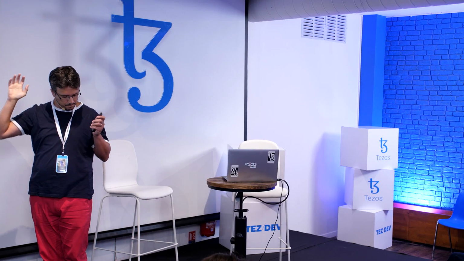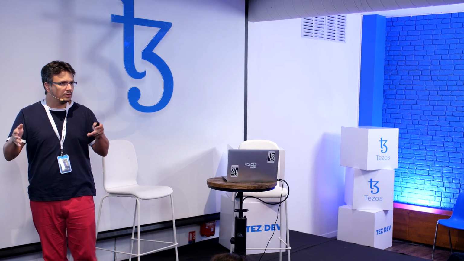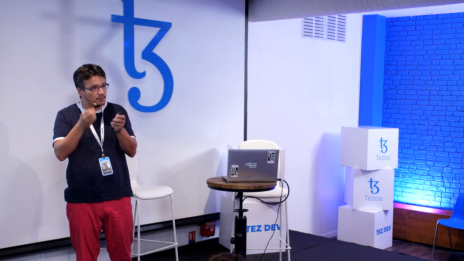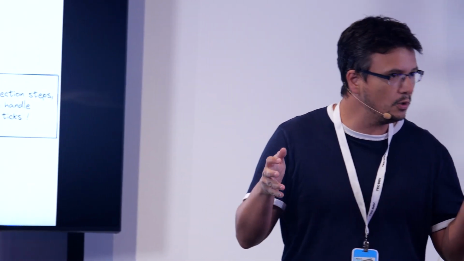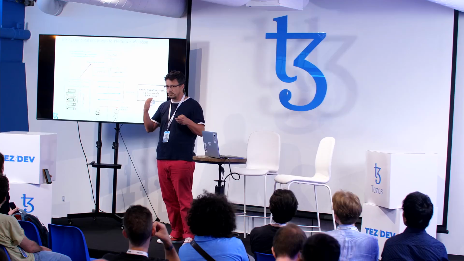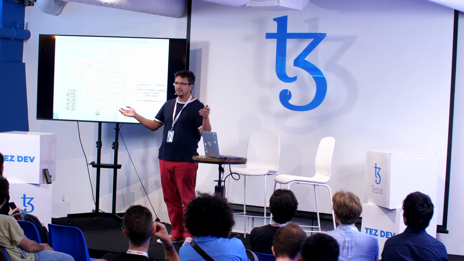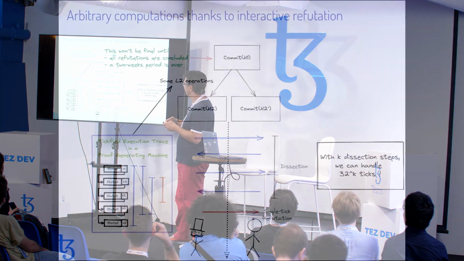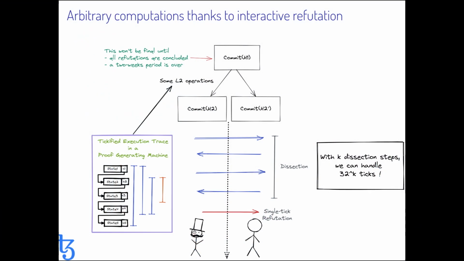exploiting an idea from Arbitrum, another optimistic rollup that has been developed previously. The basic idea is to move from a refutation which is based on a single operation, to a refutation which is based on multiple operations. When you allow yourself to use multiple operations to solve a dispute, then you really unlock arbitrary computations. So I will explain why now.